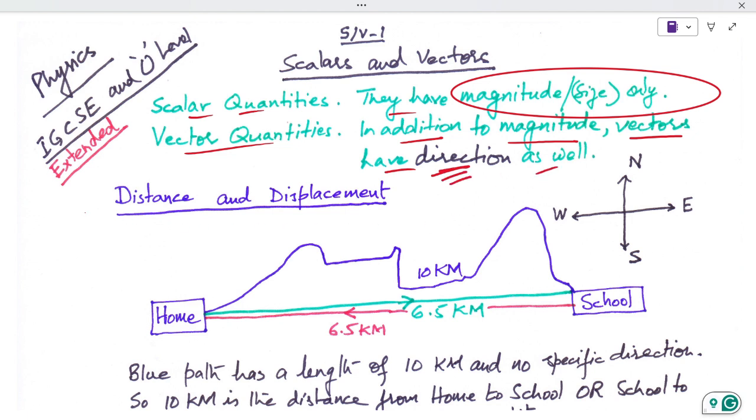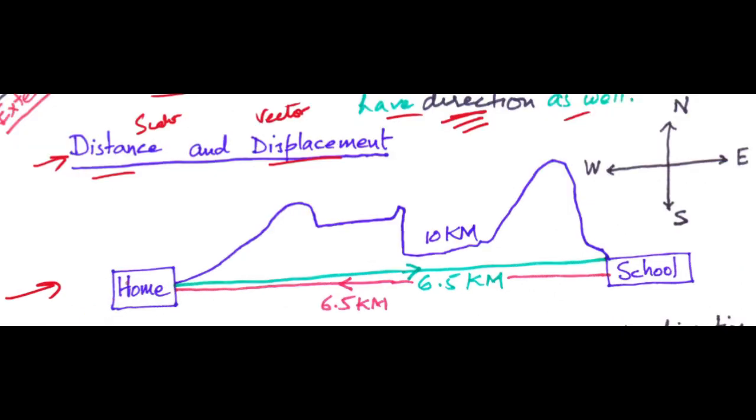The first example I have taken up is of distance and displacement. Distance is a scalar quantity and displacement is a vector quantity, and I have made a diagram in which I have taken a student going from his home to the school and coming back. In the blue path, the total distance has been shown as 10 kilometer. Can you see that the blue path has no specific direction?